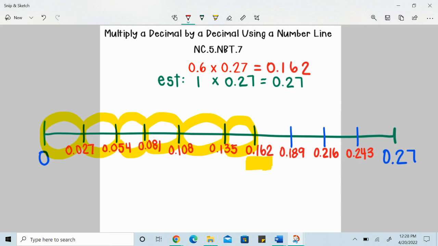And I know this answer is reasonable. We estimated that our answer would be around 27 hundredths, but actually a bit less than that, since we were multiplying by 6/10 instead of 1 whole. And I would say that 162 thousandths is pretty close to 27 hundredths. So this is quite reasonable. So again, this shows us how we can multiply two decimal numbers on a number line.